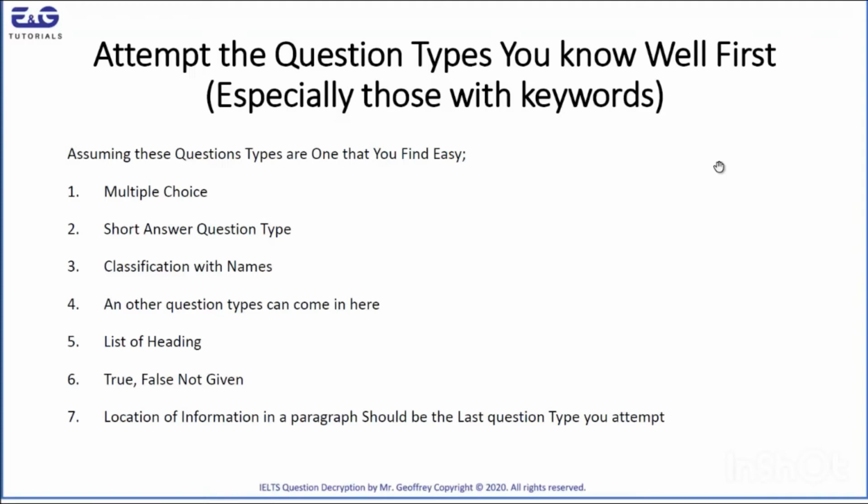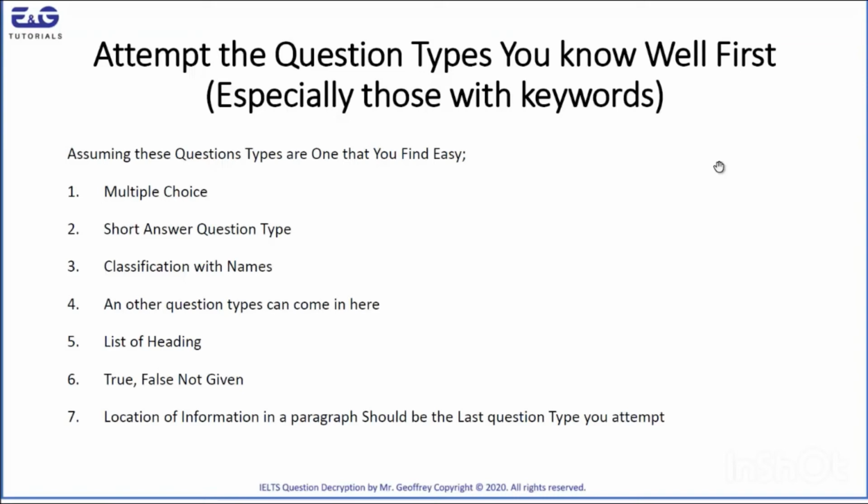You deal with your classifications. Any other question type that can come in here, maybe matching sentence endings and all of that. Then you have your list of items, you've got it covered. Then true, false, not given, not too well, but it's okay. Then you now do the location of information in the paragraph because it's the last thing that you do. I get it, and you move on.